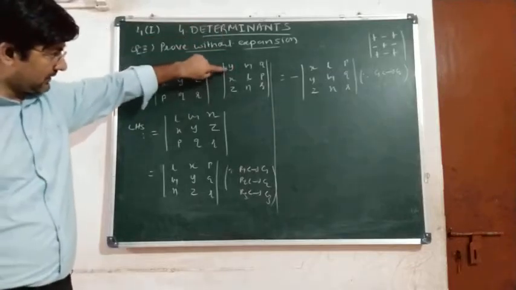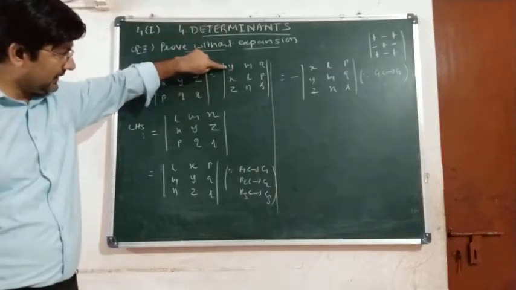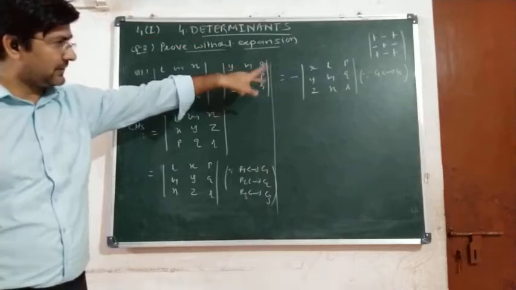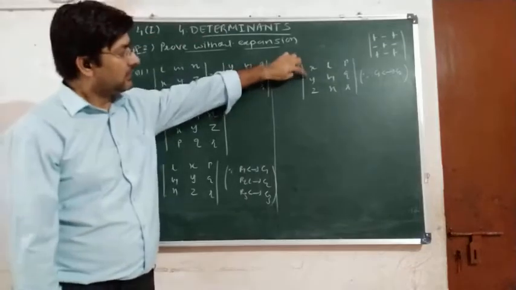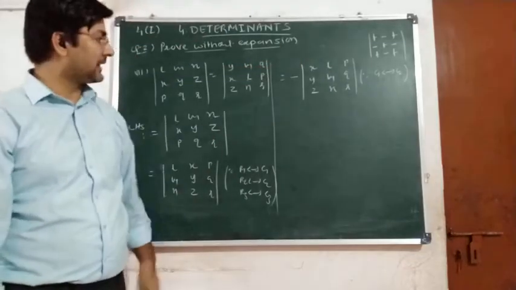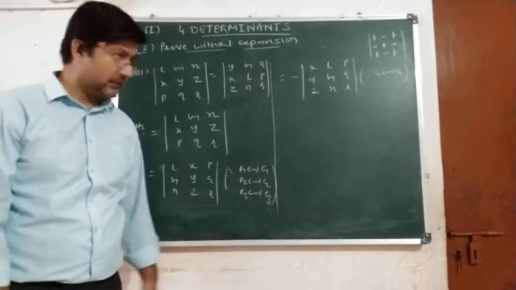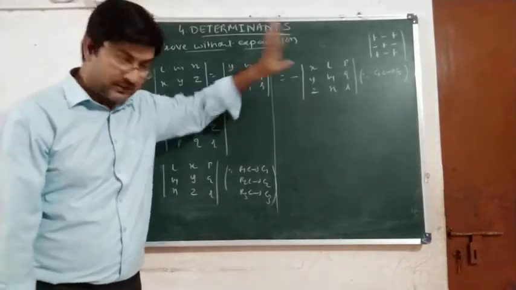Now look at the RHS again. We want y in the first row. So it is very clear that we just interchange the first and the second row. So I think you will get the answer. Yes. Clear? So now we will interchange the first and the second row.